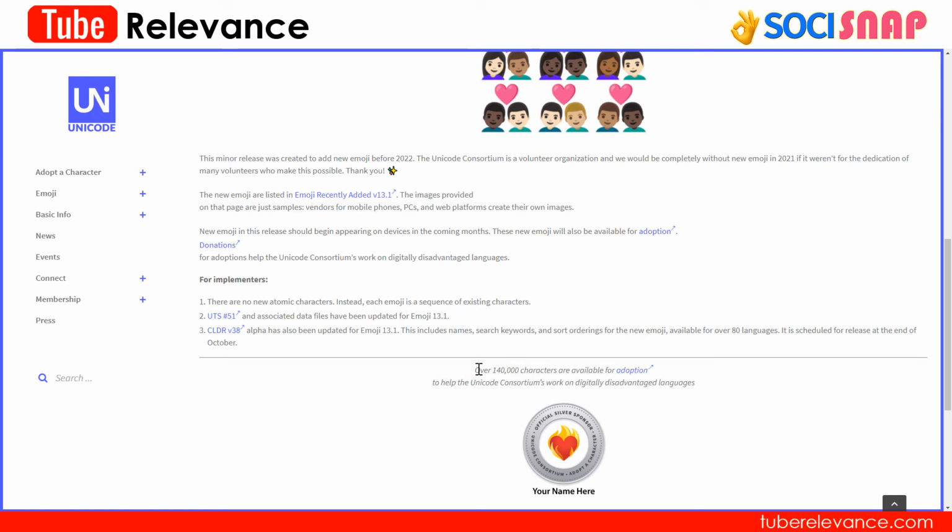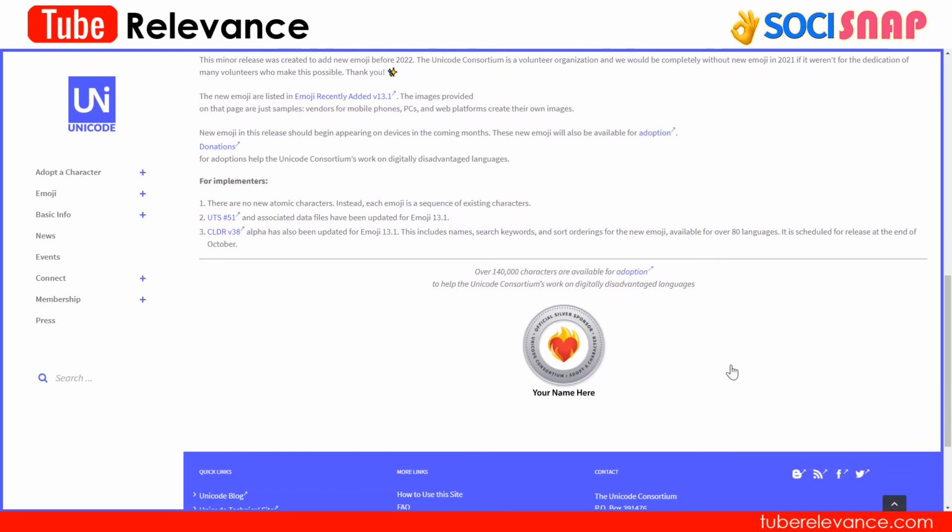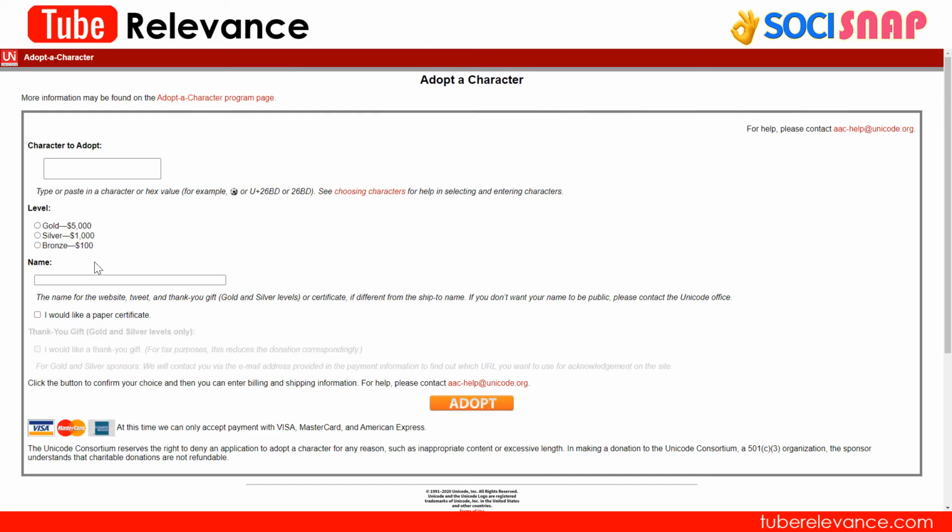Over 140,000 characters are available. They're doing an adoption program. And so if you want to adopt an emoji, you can do that. For $5,000, you can adopt a character, and you'll have your name in stars. Silver and bronze. They give you thank you gifts. So I think that's pretty cool.